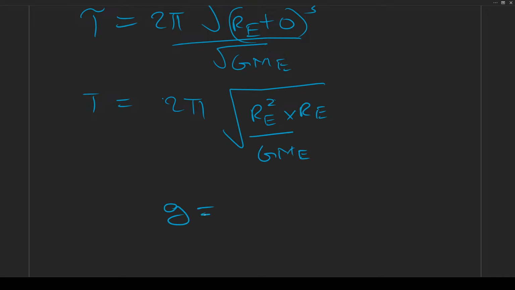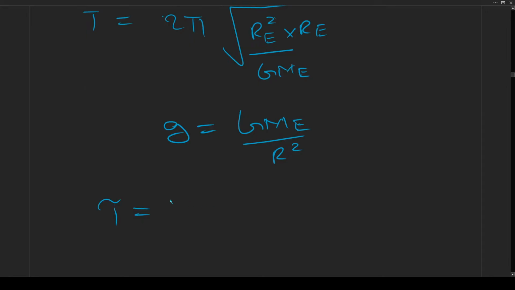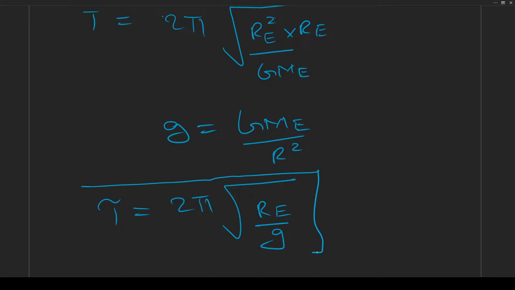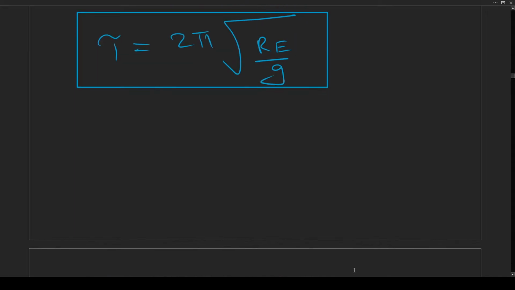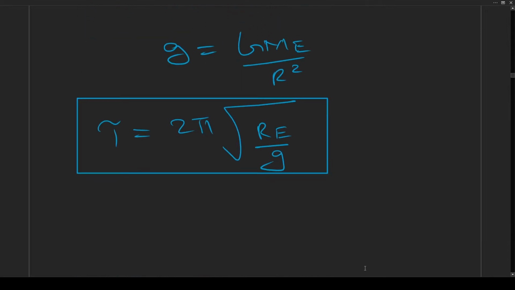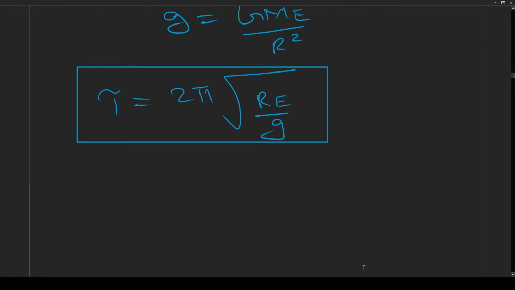We know that g is equal to the acceleration due to gravity at the surface, GME by R square, and this is basically the inverse of it, so we can write it as T equals 2 pi root of RE by g. This is the formula for time period where h is approximately equal to 0, where it is very small and we neglect it. It's not at the surface of Earth. It is at some distance above the surface of Earth, where this distance is very small, minute compared to the radius of the Earth.